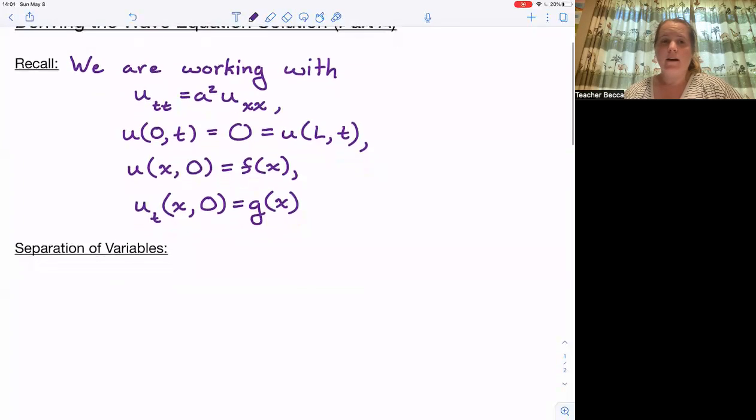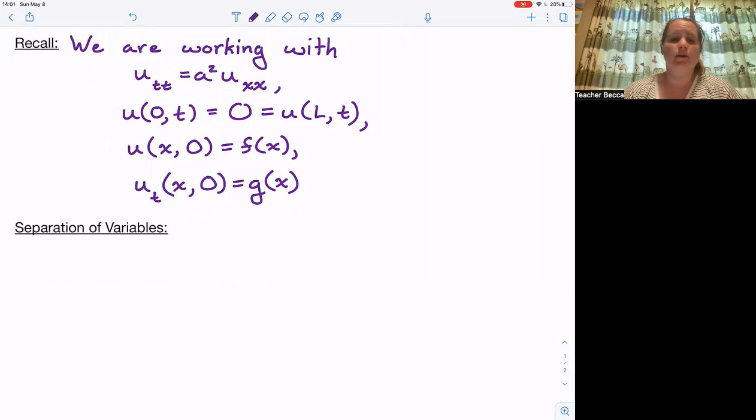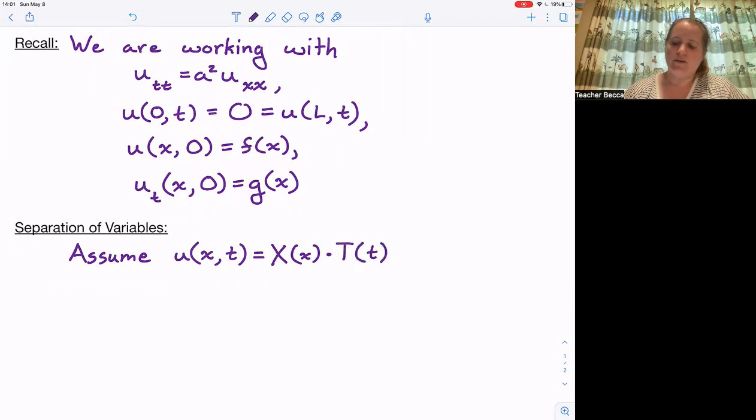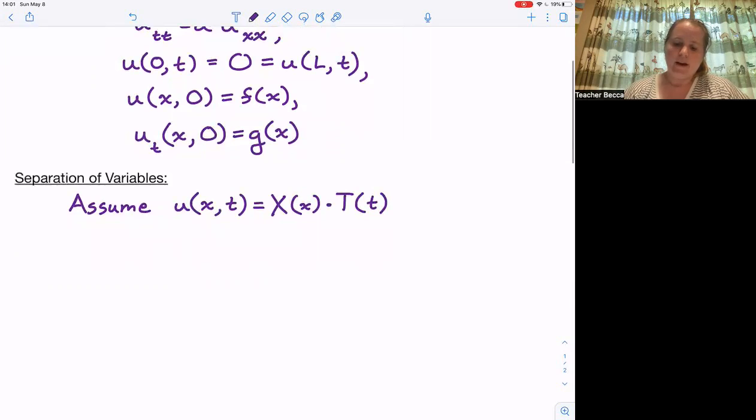So just like previously with the heat equation, we are going to run separation of variables. So we are going to assume that u of x,t can be written as a function capital X of x times capital T of t. Then we have that the second partial with respect to t is simply X times T double prime, and the second partial with respect to x is capital X double prime times T.